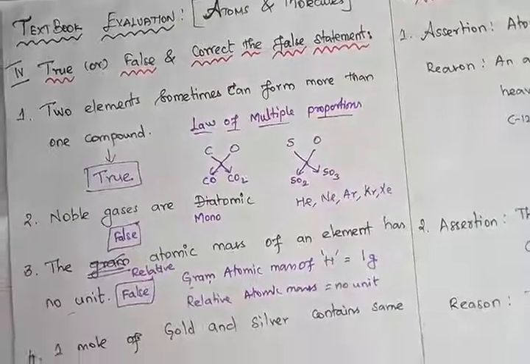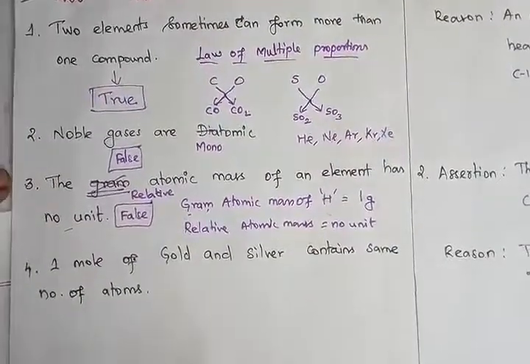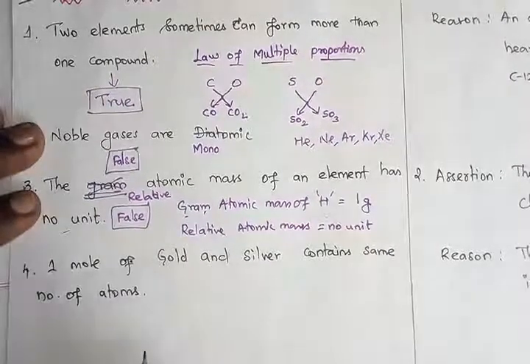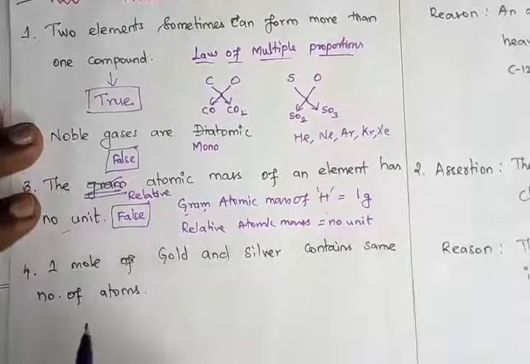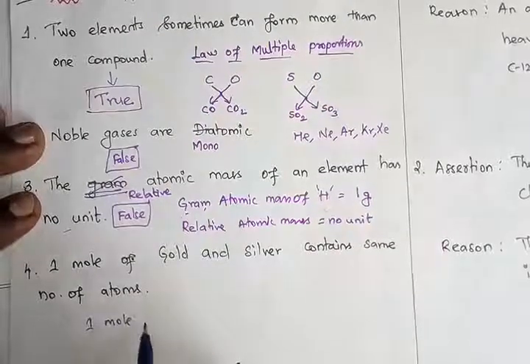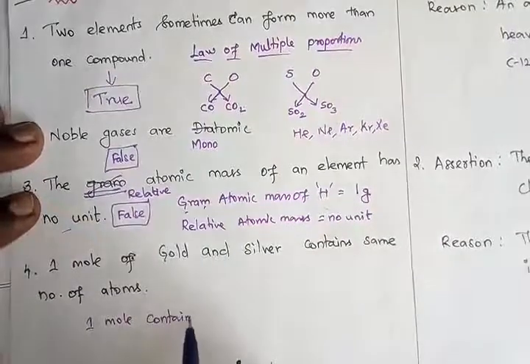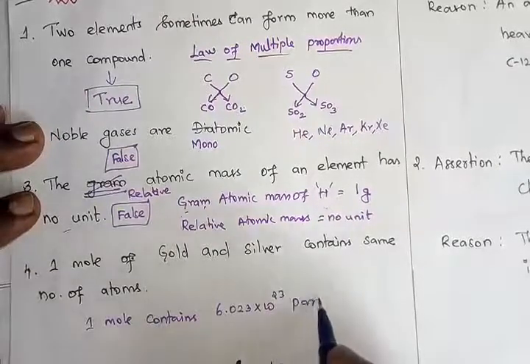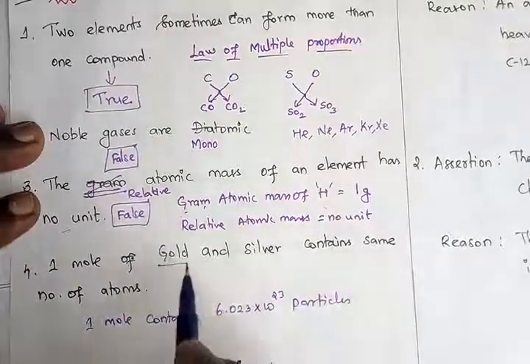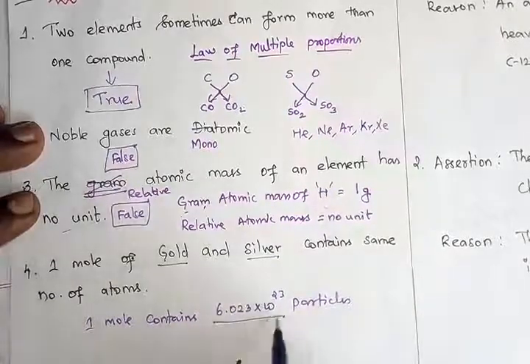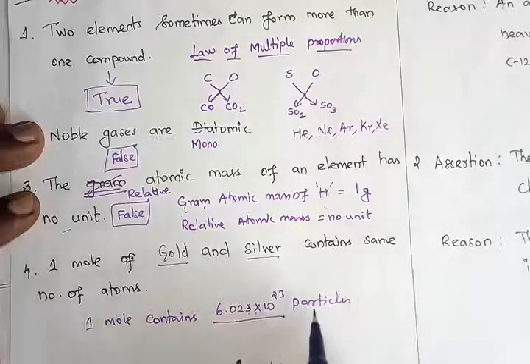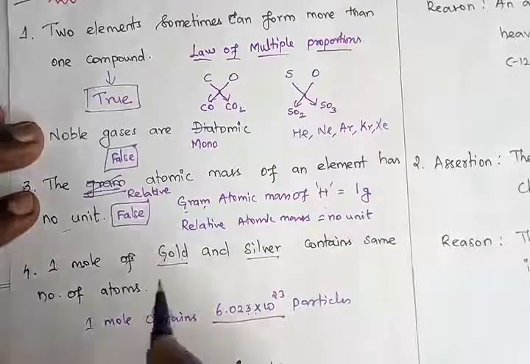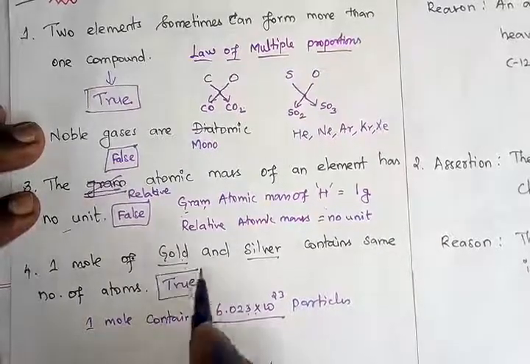Now the next one: 1 mole of gold and silver has the same number of atoms. Is it right? We know that 1 mole contains 6.023 into 10 to the power of 23 particles. So if it is 1 mole of gold or silver, both will have 6.023 into 10 to the power 23 atoms of gold and silver. So 1 mole means the same number. So the statement is true.